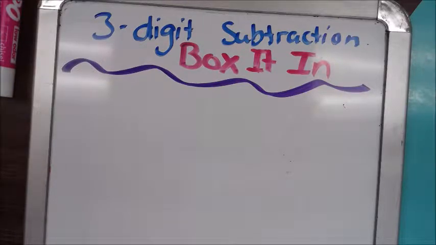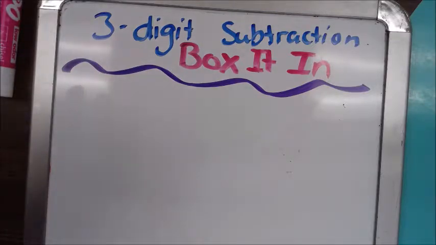Today we're working on 3-digit subtraction using the box it in method. It's just like the 2-digit, except now you have 3 digits. I'm going to show you how it works with 3 digits, and today we're going to do 3 examples so you can get the hang of it, and hopefully this helps you out a little bit.